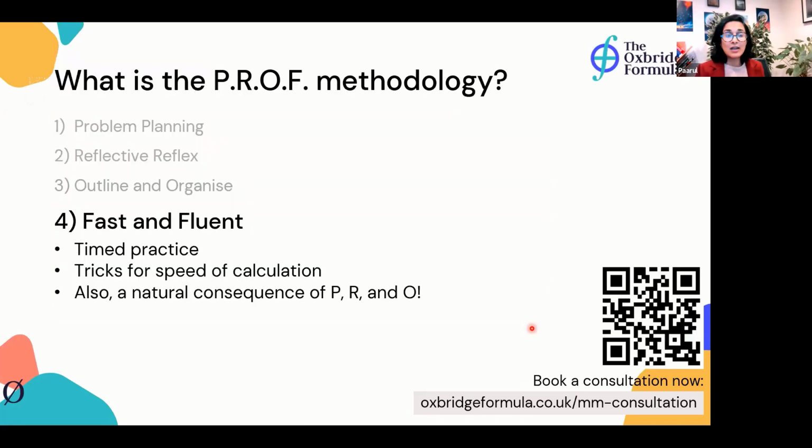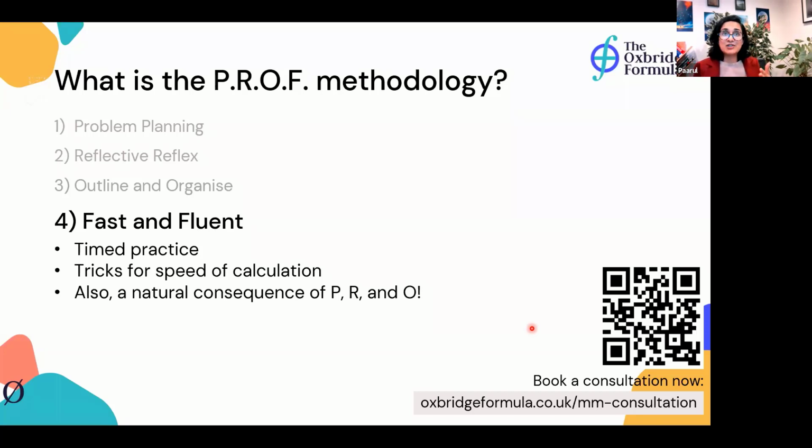So the last thing we're going to look at is the F in the PROF methodology, so fast and fluent. As we said already, you've got to be quick in these exams, and especially for the NSAA, being quick is really the name of the game. It's testing your speed and fluency with concepts. So the way you can do this is with time practice, but also there are a number of little tricks that you can learn that will help your calculations become faster.